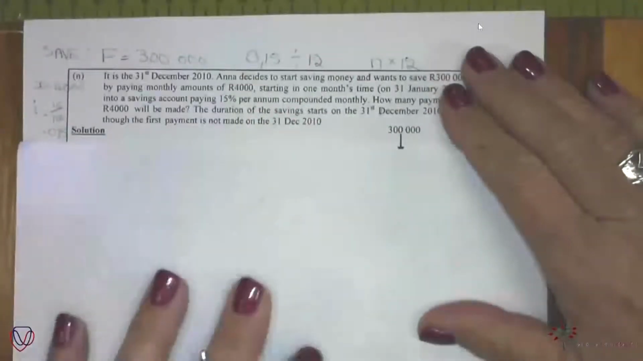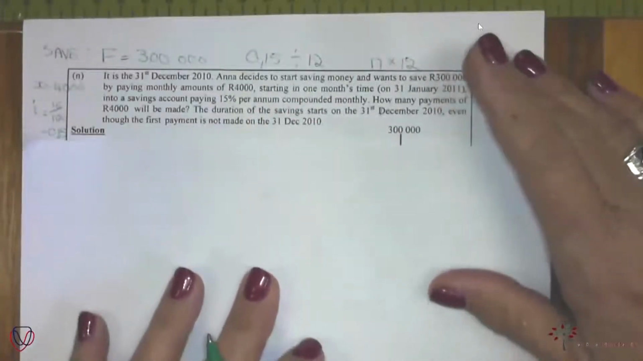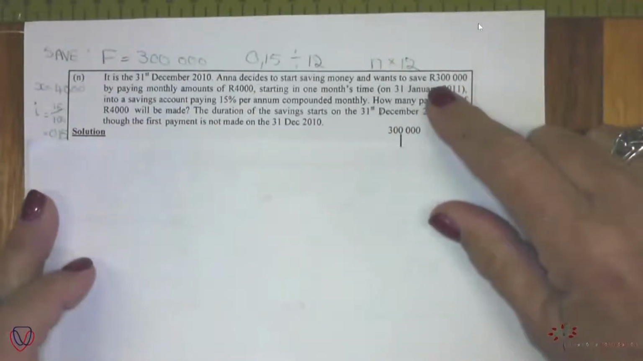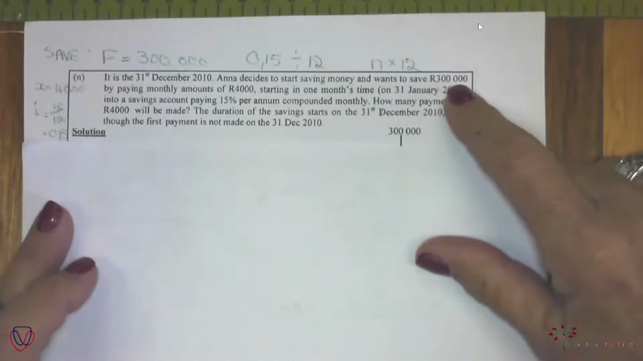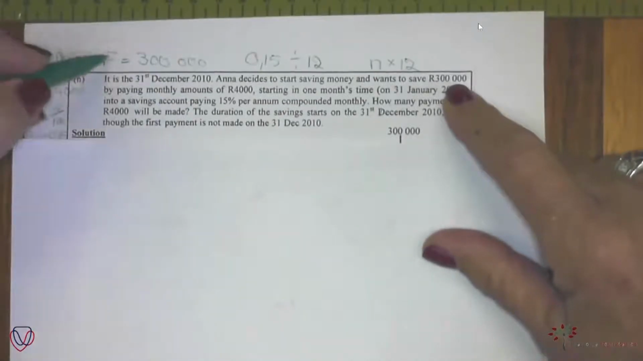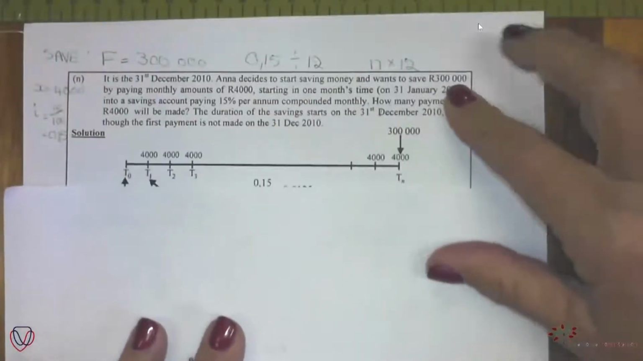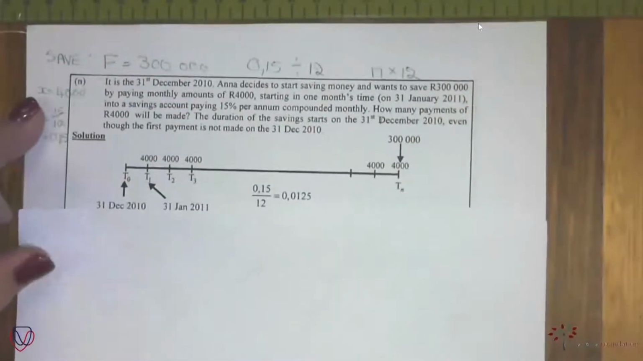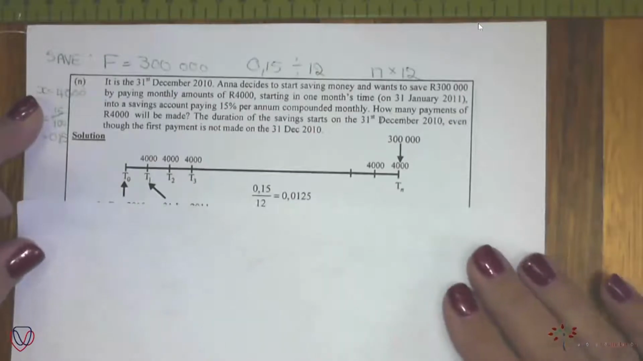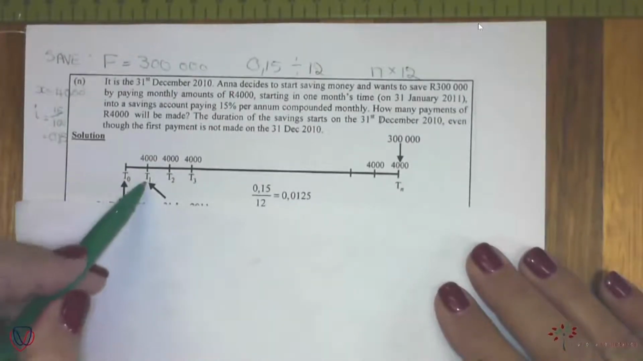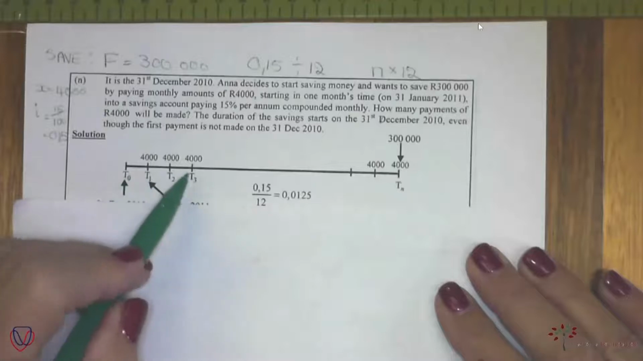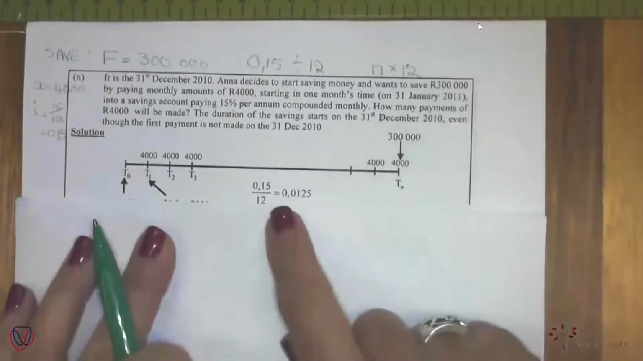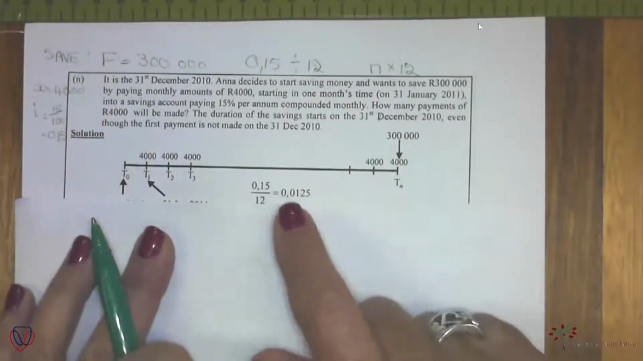And now let's go to the question. They said she wants to save 300,000. So she must get to 300,000 rand, and that's why I said F is that. That's the future value of this investment. Now look at the timeline they drew here for us. Very nice. You're losing nothing because you are starting at the end of January, February, March until the end of the time. Okay, and that's why our I is that.